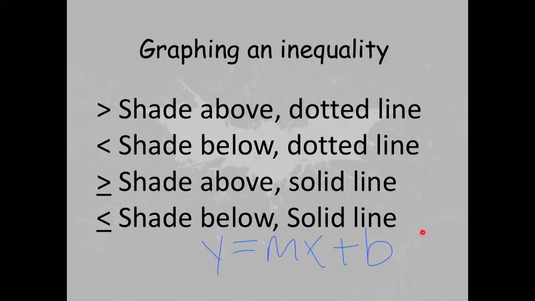So what I want you to do right now, hit pause, and take notice of these. If you're taking notes, which you should be, write these down. These are things you need to remember in order to graph. But just notice the differences here. What makes a solid line? What makes a dotted line? In the symbols, when do you shade below? When do you shade above? Take notice of this. Hit pause if you need to.